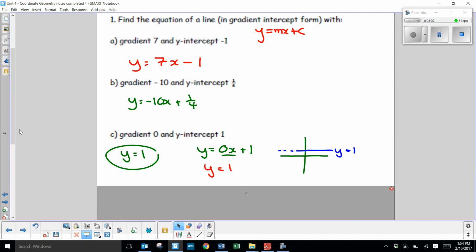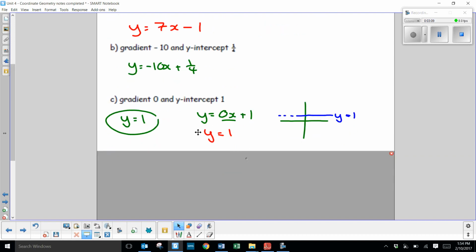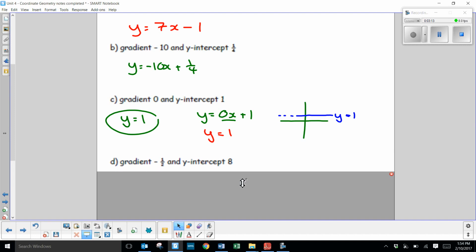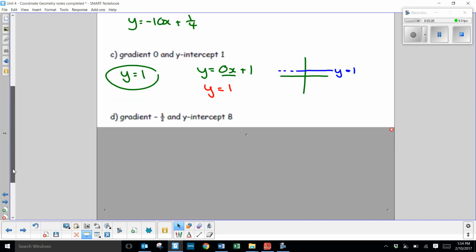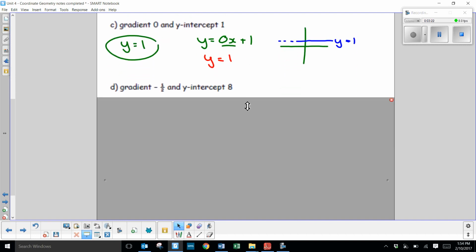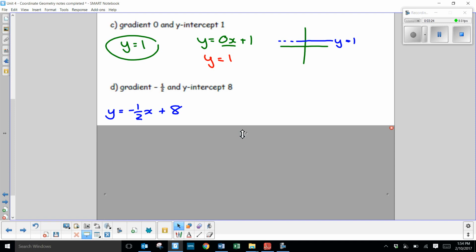Another one, gradient of -1/2 and a y-intercept of 8, just a straightforward one again. Substitute it into your equation for a line, and what would you get? Now check your answer. Y equals -1/2x plus 8. That's correct.